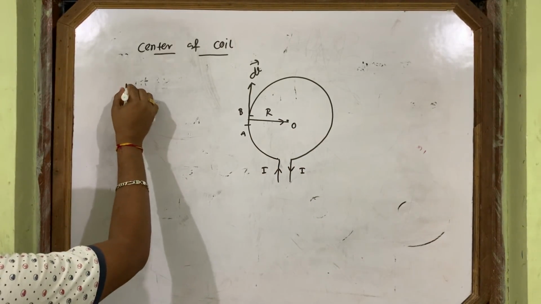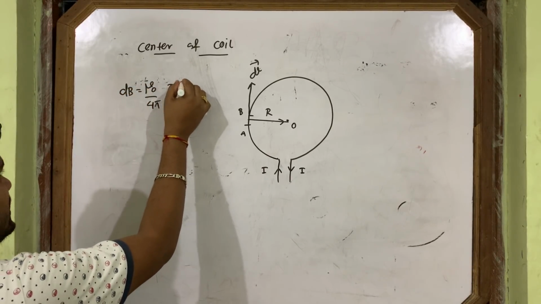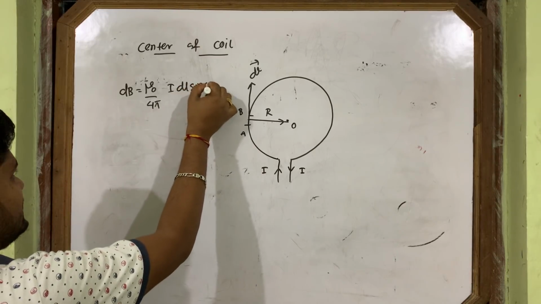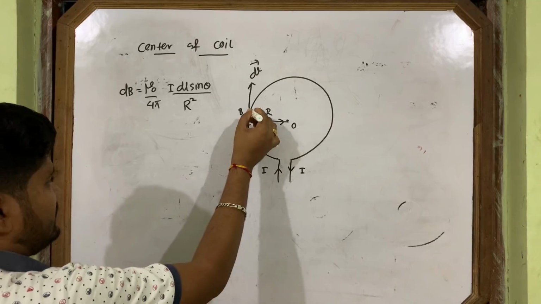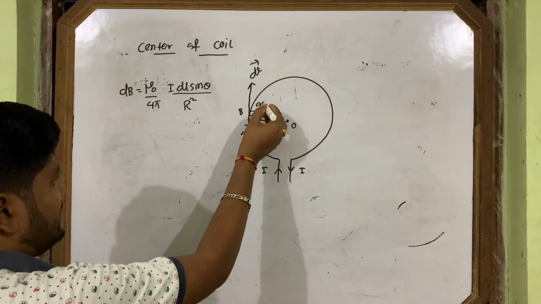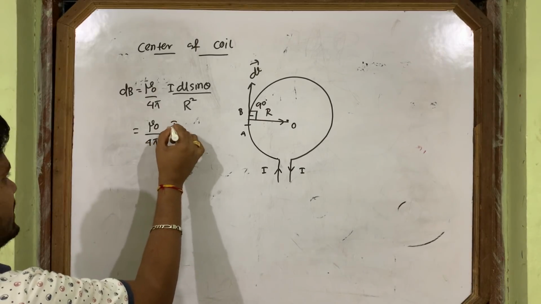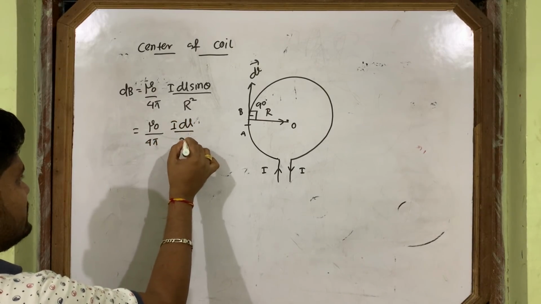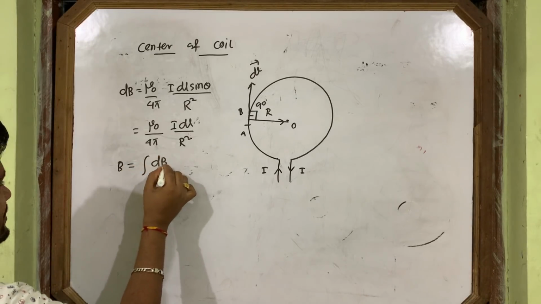Here, the radius acts as the position vector. For this small element you apply the Biot Savart law: mu naught by 4 pi I dl sin theta by r squared. But r is here the radius. What is the value of theta here? 90 degree. So you can put 90 degree: mu naught by 4 pi I dl by r squared, since sin 90 is 1.